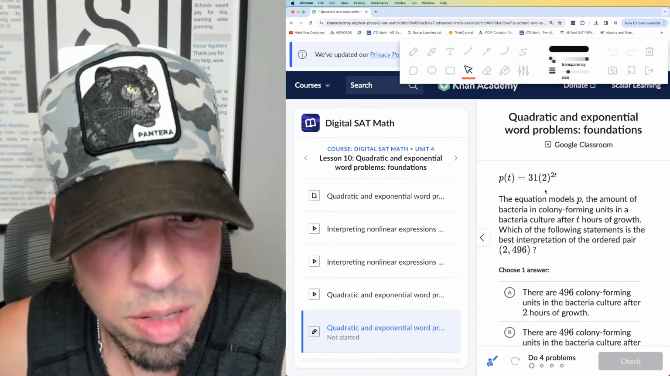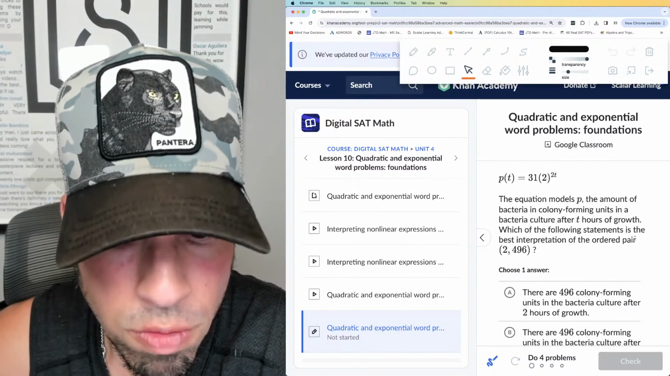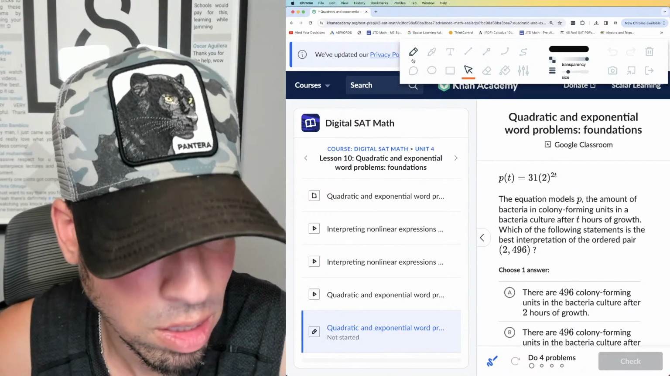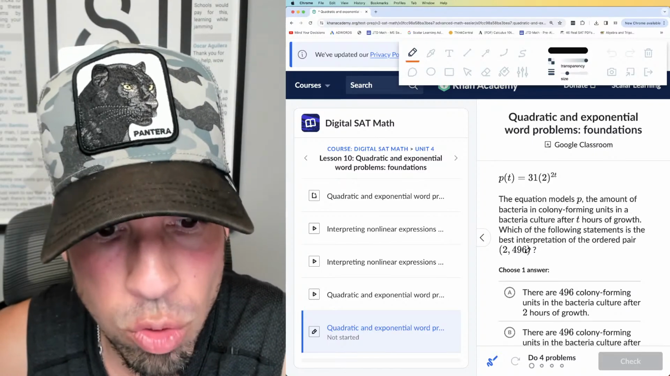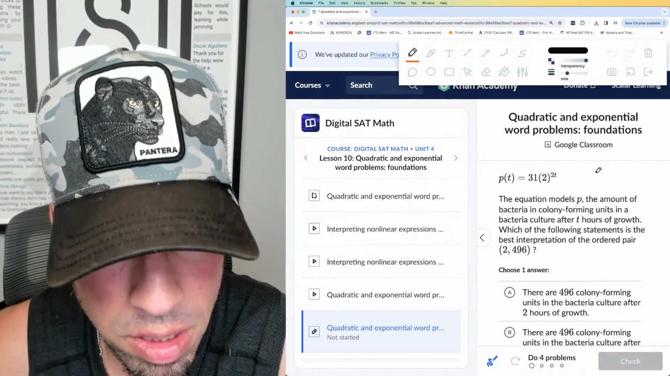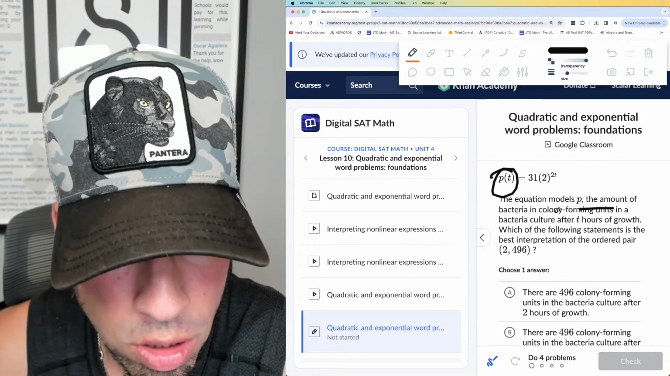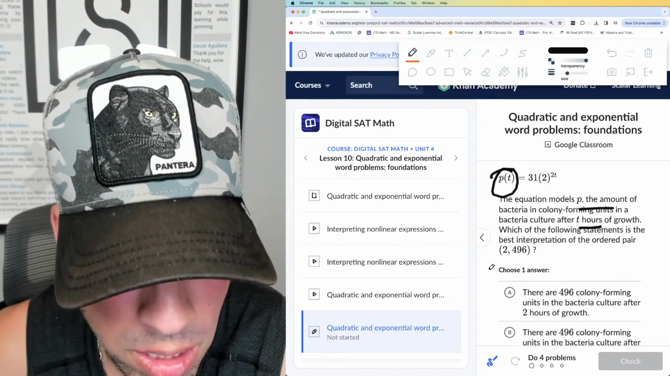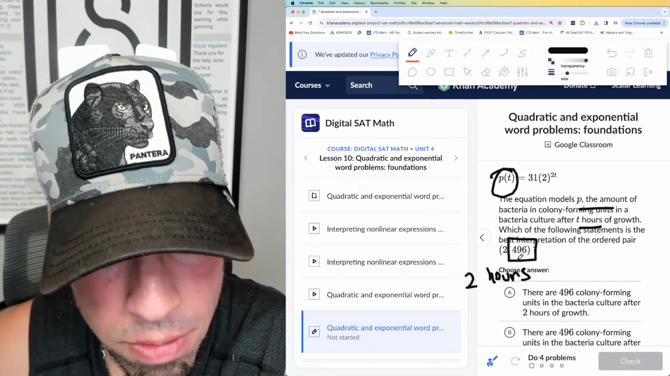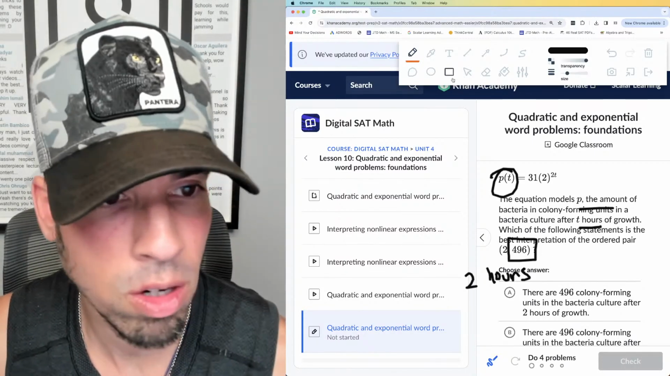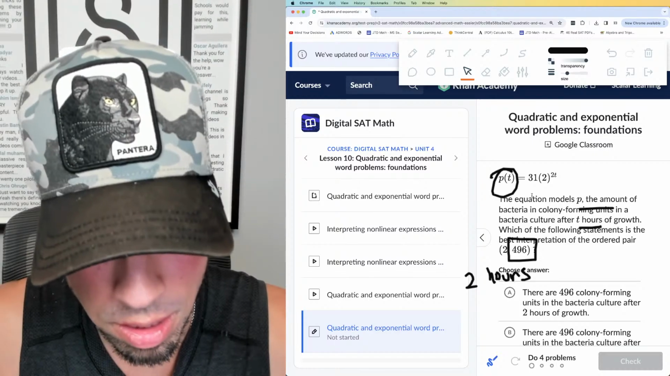Here we go. P of t equals this. The equation models P, the amount of bacteria in a colony forming unit, T hours after growth. Which of the following statements is the best interpretation of the ordered pair 2, 496? Before I even look at the answers, let's talk about it. We've got 2 being the T value, because it's a function of T, and 496 is P, meaning the amount of bacteria, the population. So what this is saying is when T is 2, meaning in 2 hours, the population will be 496 for this bacteria colony. I like to do that first before I even look at the answer choices, get my answer formed in my mind, understanding the breakdown of the situation.